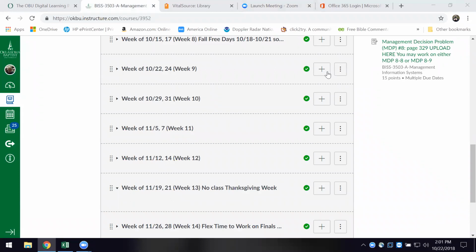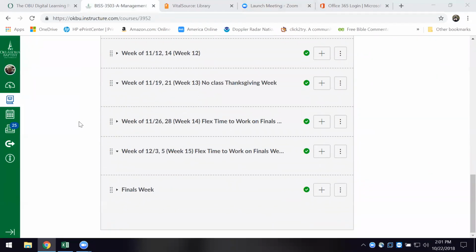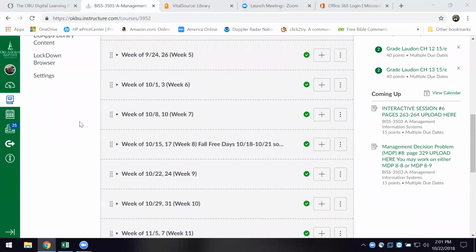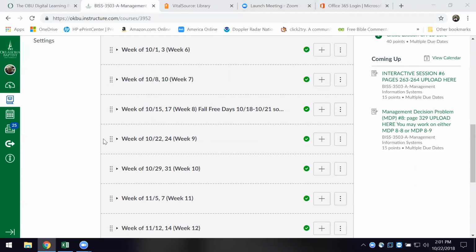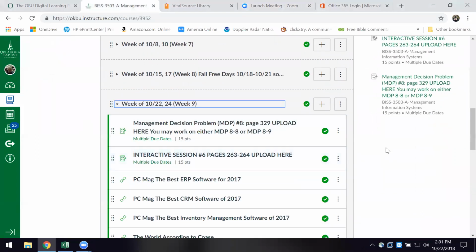Well, we're on the down end side of this thing. After week 7, it starts to become anticlimactic. So we've had fall 3 days, so we're at week number 9. If you go over to module 10, the week of the 27th and 24th, we have 2 bits of work for you to do. One is the management decision problem over on page 329, and the other is the interactive session number 6, which is over on pages 263 to 264.